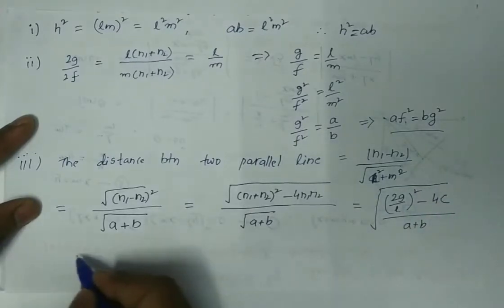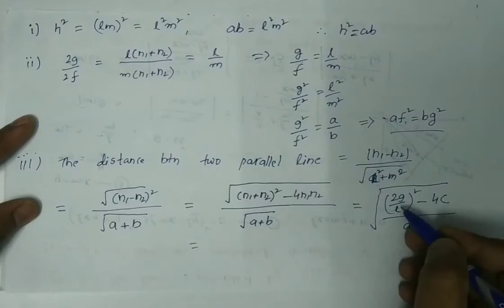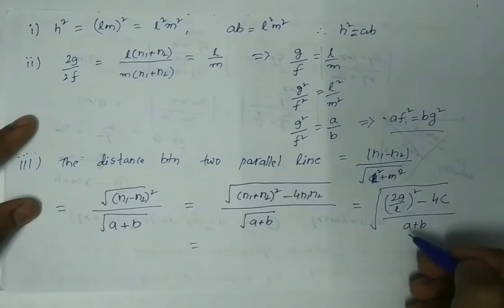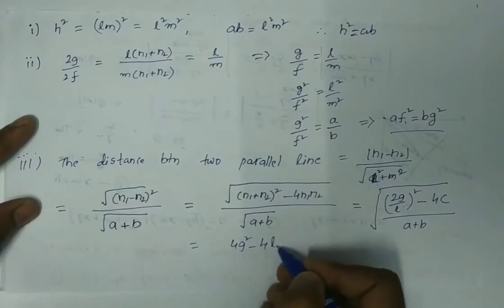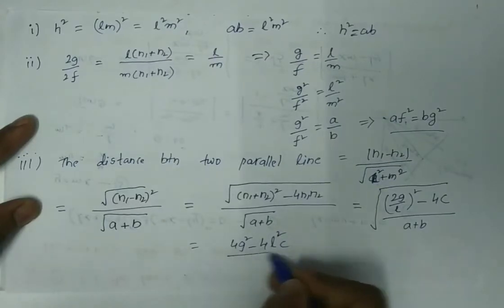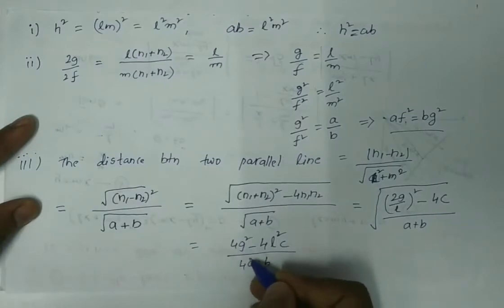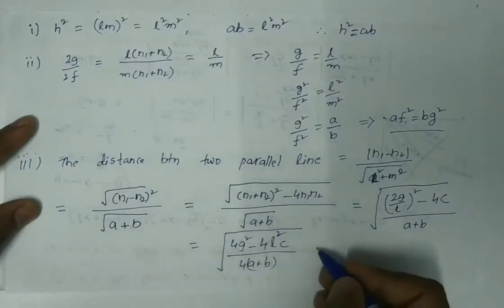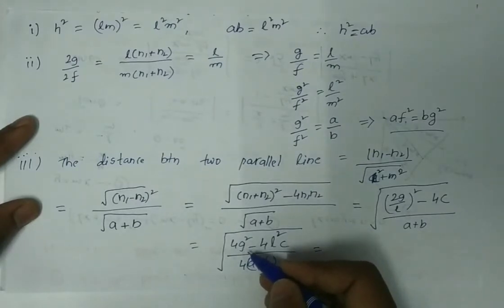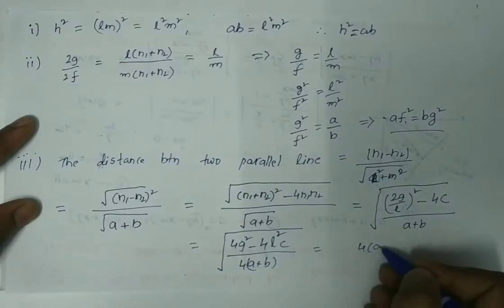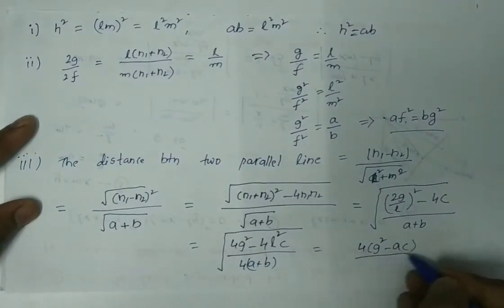Okay, so here what is the LCM? L square is the LCM. So here under root of 2g by L whole square minus 4c divided by A plus B can be written as 4g square minus 4 L square C divided by 4 into A plus B, under root of. By taking 4 as a common factor in the numerator, we get 4 of g square minus L square, which is A, C divided by 4 times A plus B.